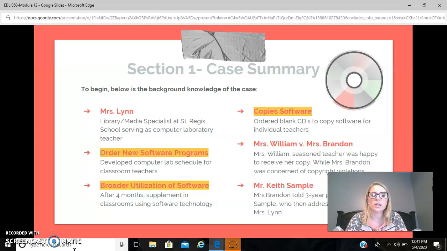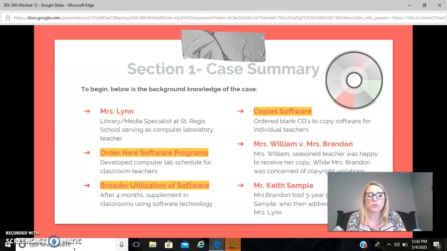Mrs. Lynn is the librarian or media specialist at St. Regis School. She is also serving as the computer laboratory teacher. She is not being paid extra for this. This is something that she volunteered to do to help the school district out. She has no training on this that is detailed in this scenario.